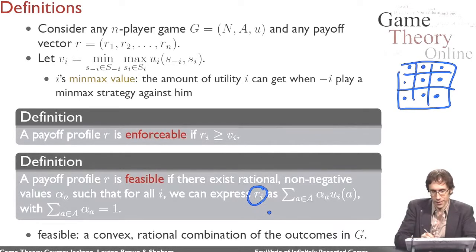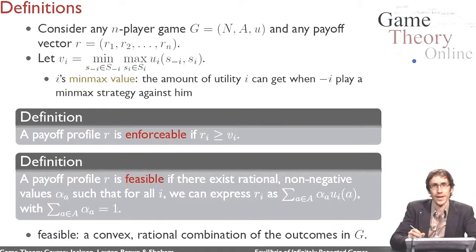So what I want to say is there exist alphas that I could use that would blend together the payoffs in the actual game in such a way that I get R_i. And furthermore, that has to simultaneously be true for everybody else. In particular, it has to be true with the same α_a's for everybody else. I can come up with some alphas that get me my R_i, but then I have to use those same alphas to get R_j for player j. I have to have the same weights on all of the cells so that I get the right numbers for everybody. So let's think about the following game, which will give you an example of how feasibility works.